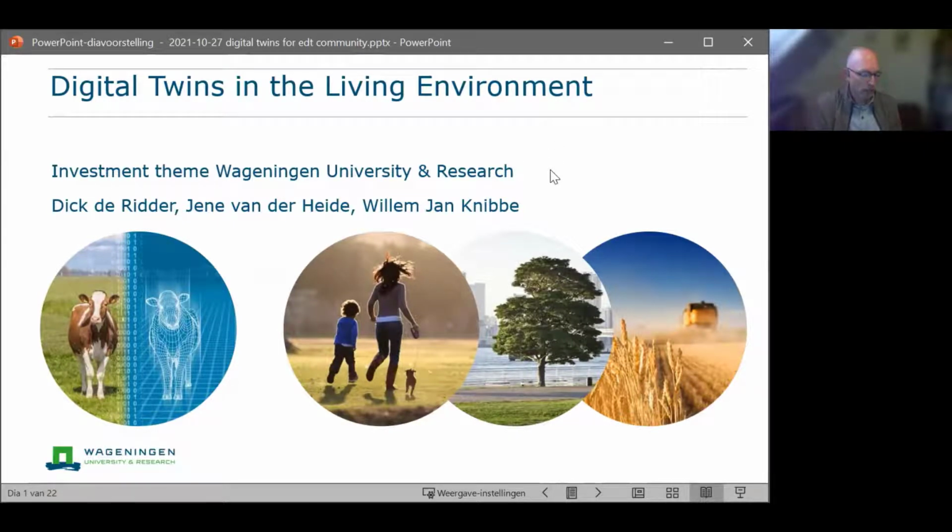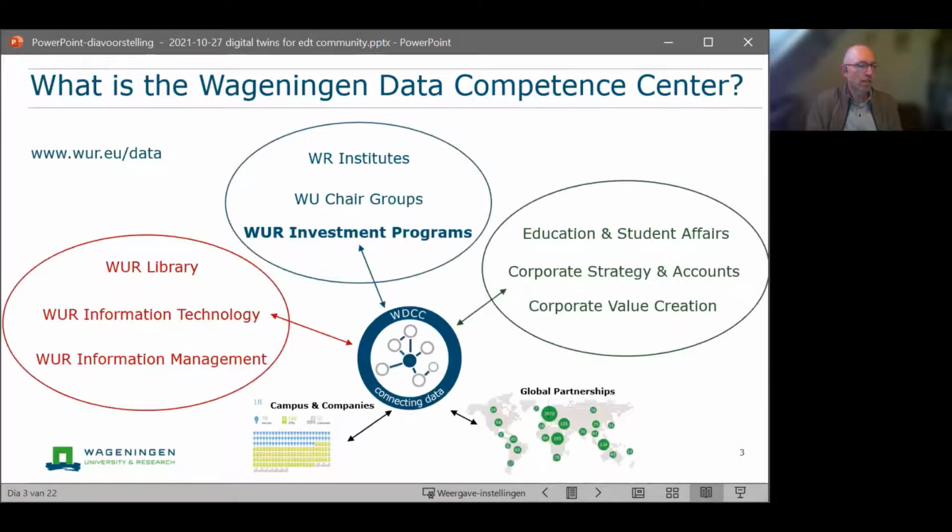As you may know, Wageningen is a combination of a university and a collection of public-private financed research institutes. And this program is coordinated by Dick de Ridder, who is a professor in bioinformatics, by Jene van der Heijden, who is the research coordinator at the Wageningen Data Competence Center, and me. And I'll give an overview of how the program is organized, some of the background, and some of the challenges that we are working on. You're welcome to interrupt if anything is not clear.